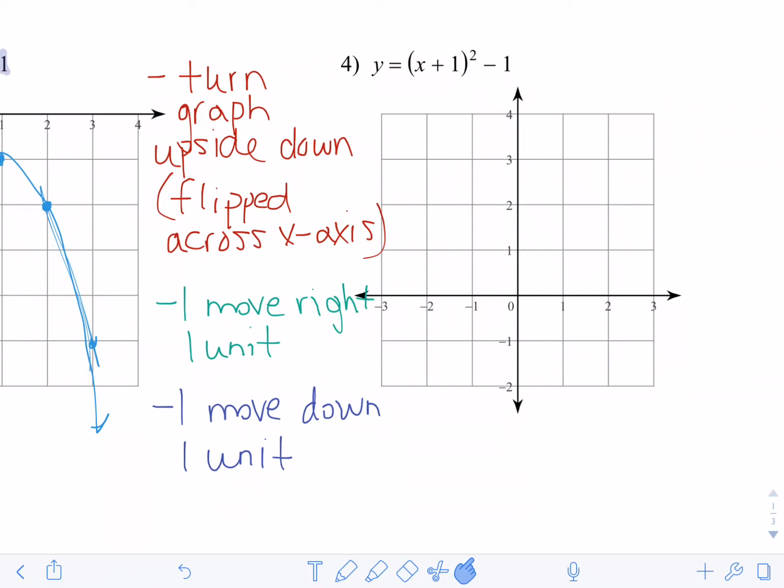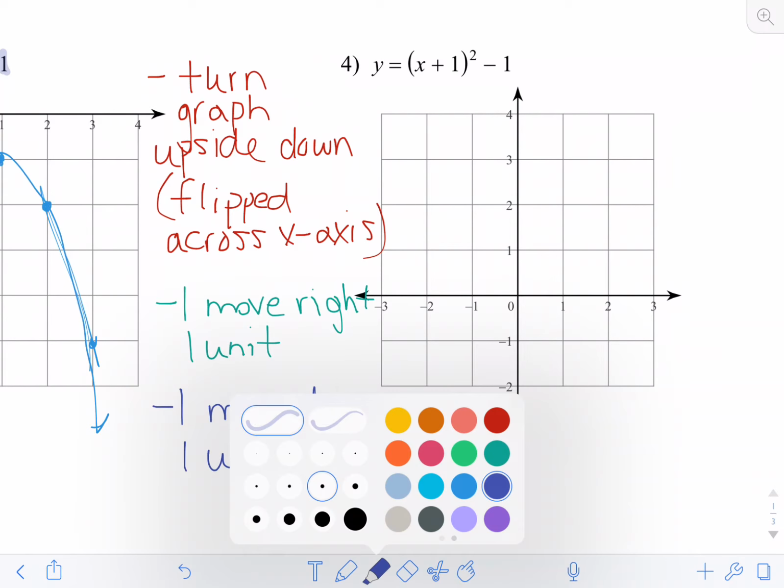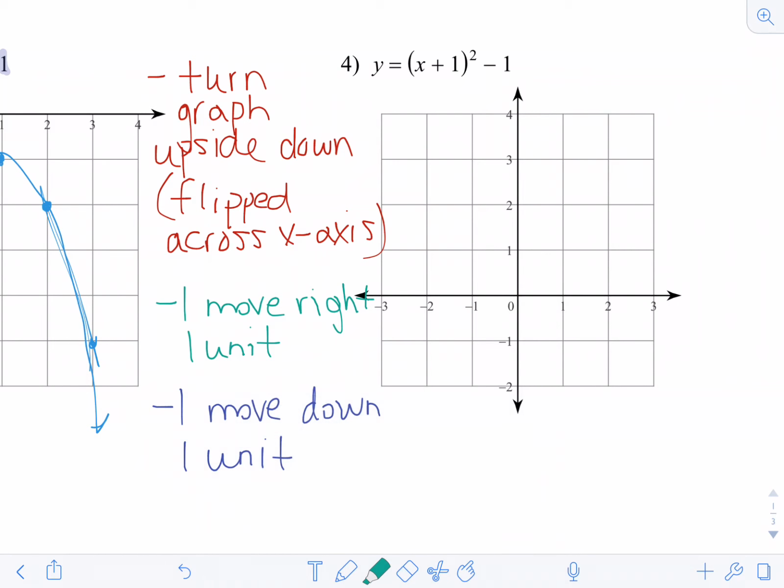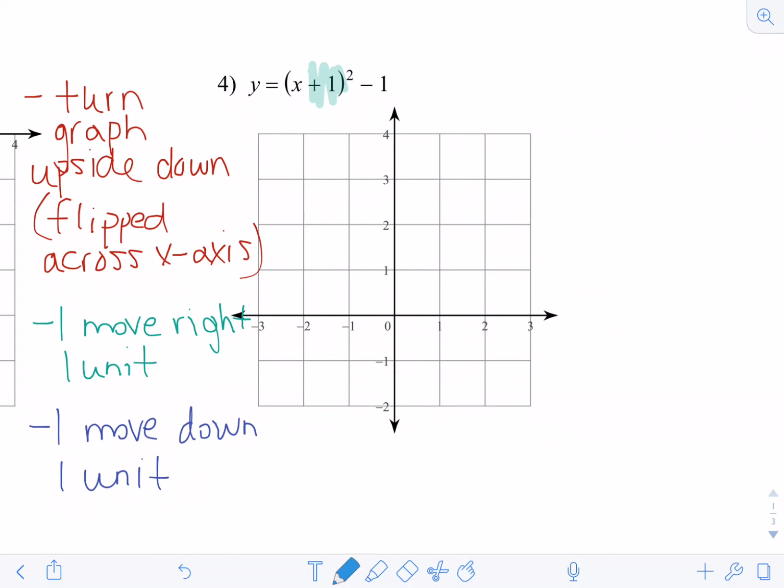All right, let's see. We're going to do number 4. So number 4, we have y equals x plus 1 squared minus 1. I'm going to look at my table. Actually, before I plot it, let me write down a couple important things that you need to know. One thing you need to know is this plus 1. When I compare this to the parent function, that plus 1 is going to move this whole graph left. So it moves left 1 unit.